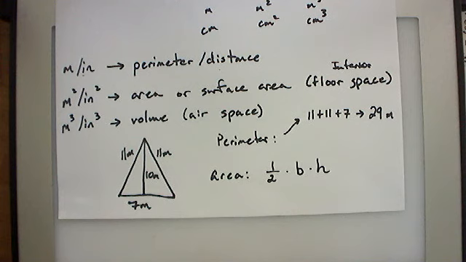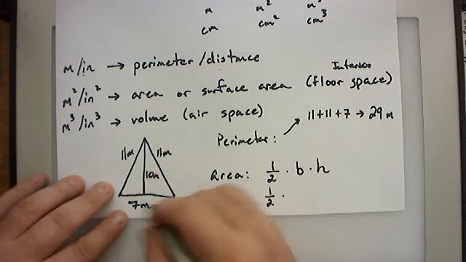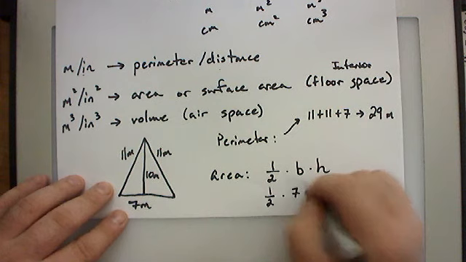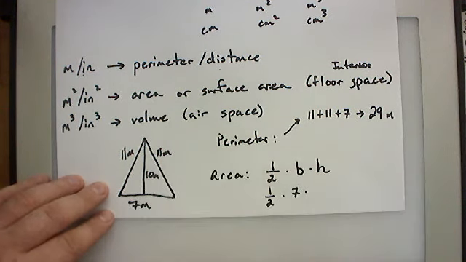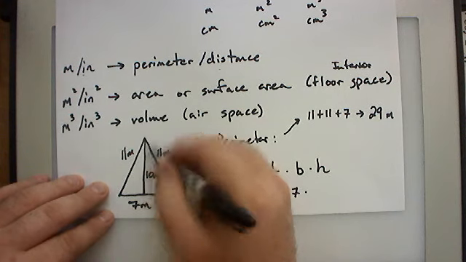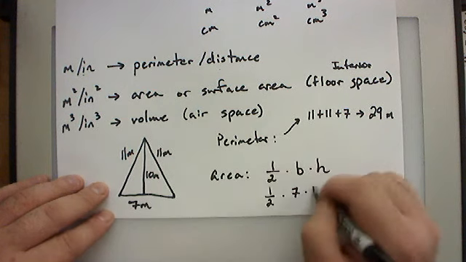An educated person should know that. So this would be 1/2 times the base, which is 7, right? Base is where it sits, times the height. Now, is that 11 or 10? Well, when we measure height, it's straight up and down, right? You don't measure someone's height when they're bending over or leaning over. So the height here would be 10.